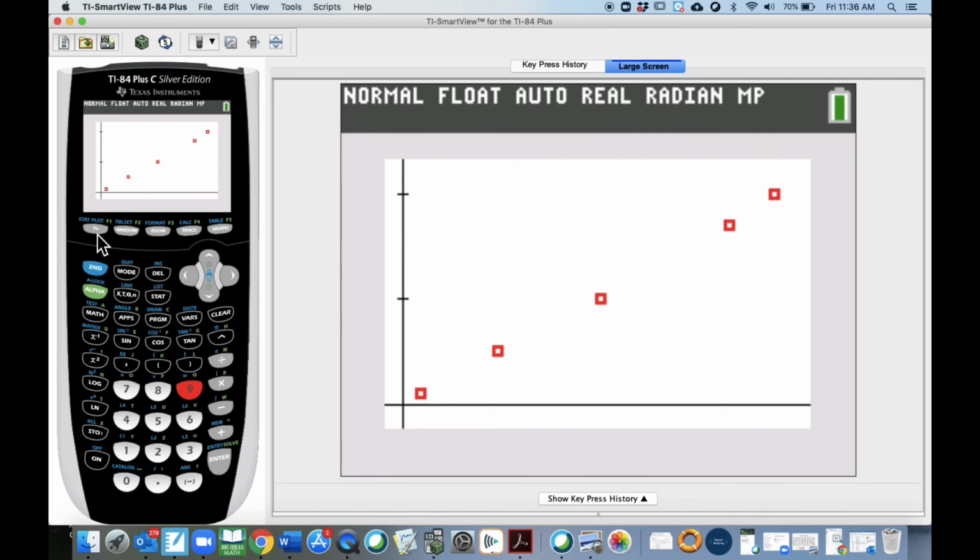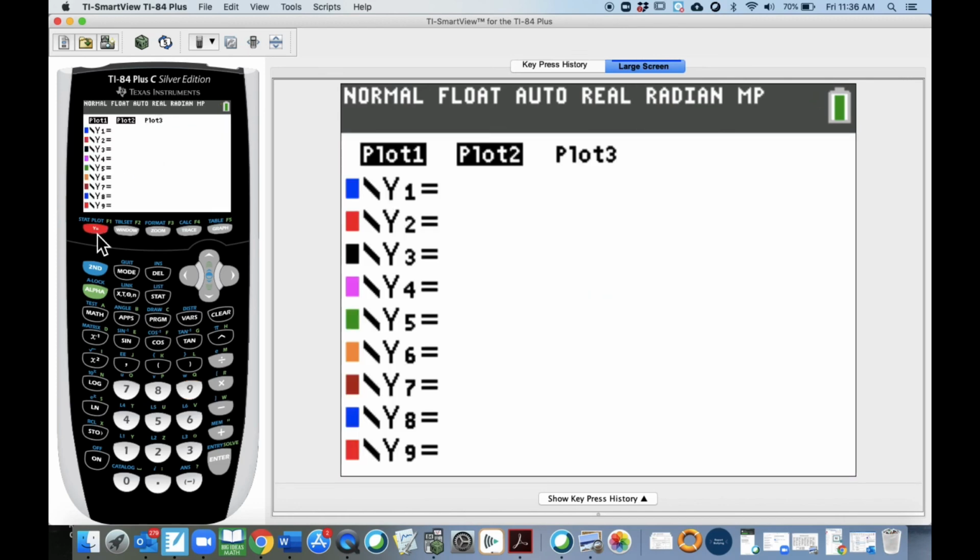To do that, what I do is I go to y equals, and I go up here to the very top, and I hit enter, and that toggles it on or off. So I need that to be on, and then I come down, and now it's on. The black highlight means it's on, and I have plot 1 and 2 on. And so that's why it's now showing up on my graph.